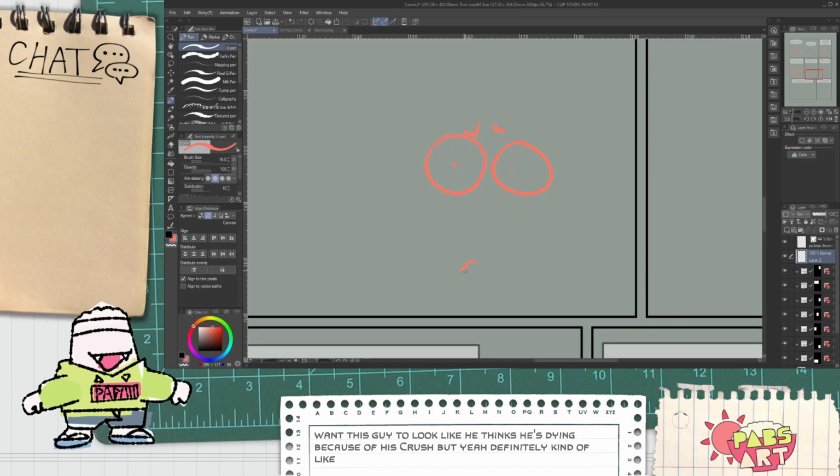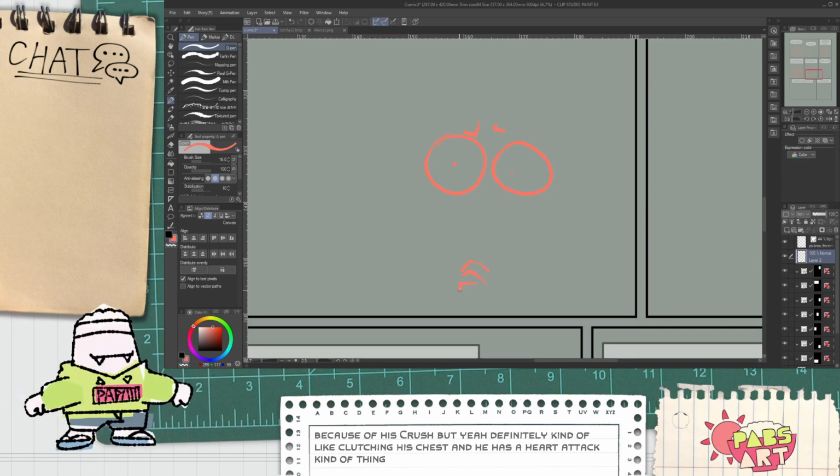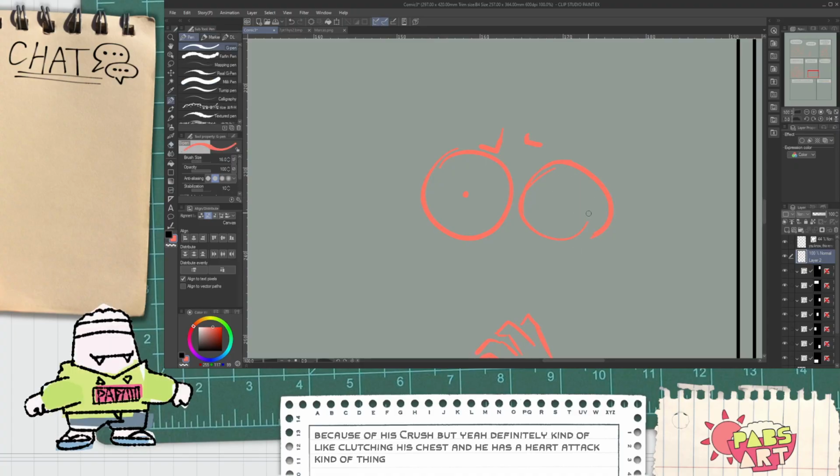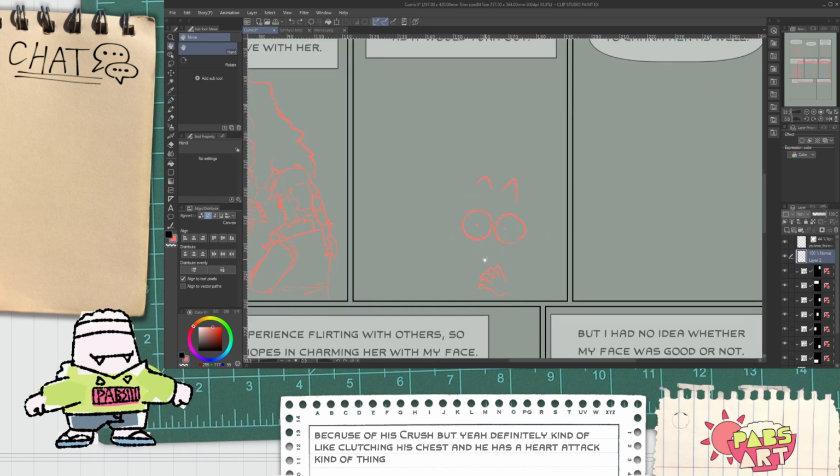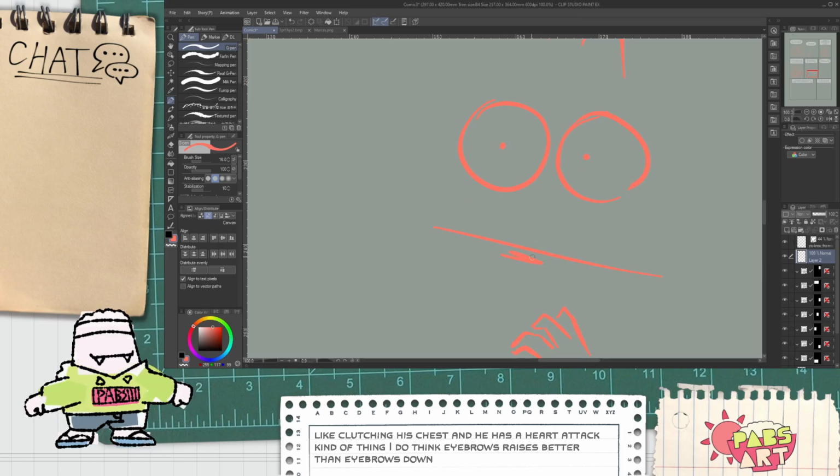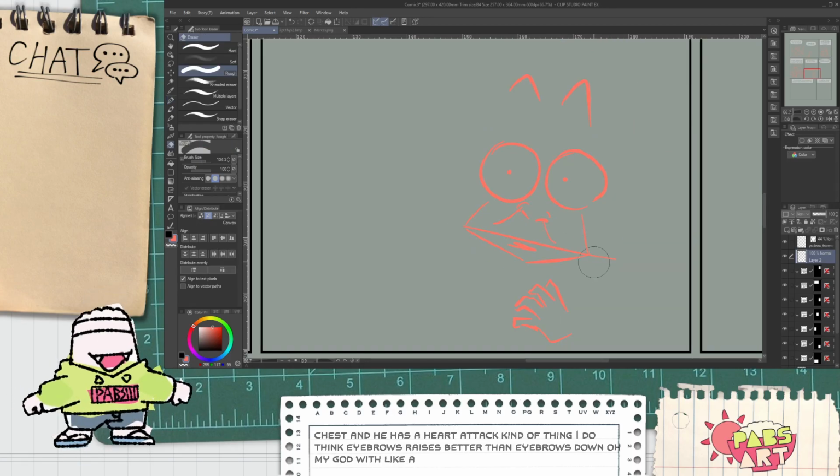But yeah, definitely kind of like clutching his chest thinking he has a heart attack kind of thing. I do think eyebrows raised is better than eyebrows down. Oh my god, with like a Muppet expression, that would be perfect.